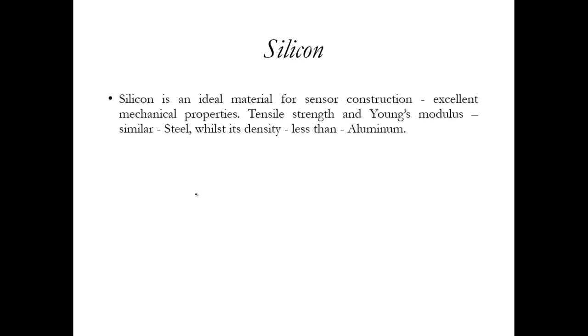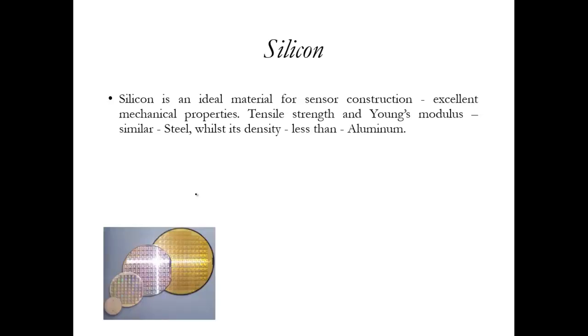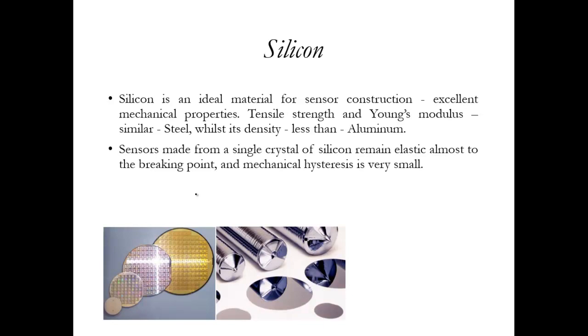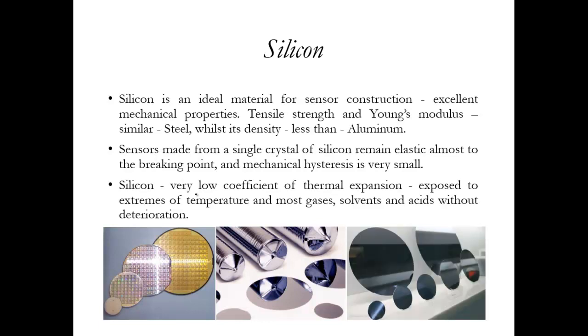Now, silicon is an ideal material for sensor construction because it has excellent mechanical properties, like tensile strength and Young's modulus similar to steel, while the density is less than aluminium. So it's quite strong and quite light. So this is one of the ideal materials for sensor construction. Sensors made from a single crystal of silicon remain elastic almost to the breaking point, and the mechanical hysteresis is very small for silicon.